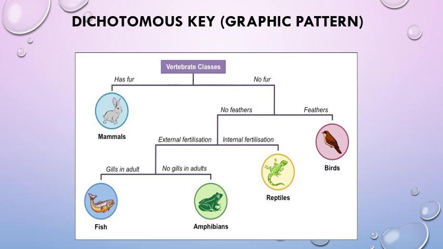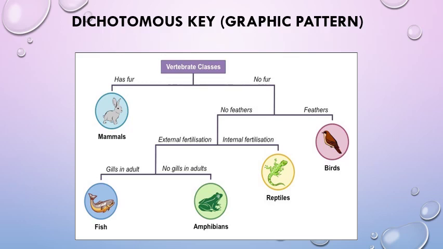And now categorize the external fertilization. We have categorized it into gills in adult or no gills in adult. If the gills are present, then it will be a fish, and if no gills, then it will be an amphibian. So like this you can make the dichotomous key by making the contradictory statements or pairs. You can easily identify the unknown organism.